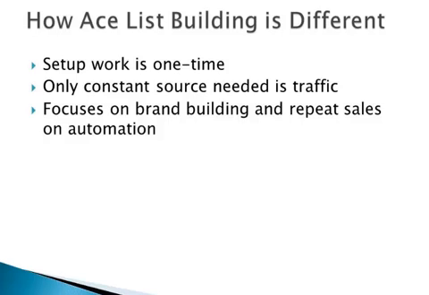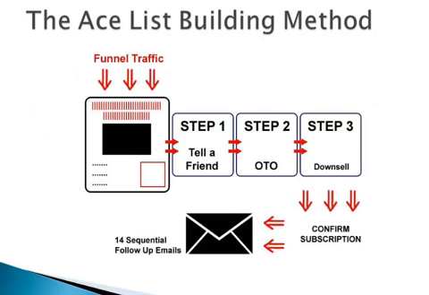The beauty of this system is that you can build your own brand and generate repeat sales on pure automation. In other words, when you refer a visitor to your website and he joins your mailing list, you can automatically build a brand for yourself and get repeat sales from the same customers over and over again without lifting a finger. The ACE List Building method in a nutshell is shown in the diagram you're seeing now.